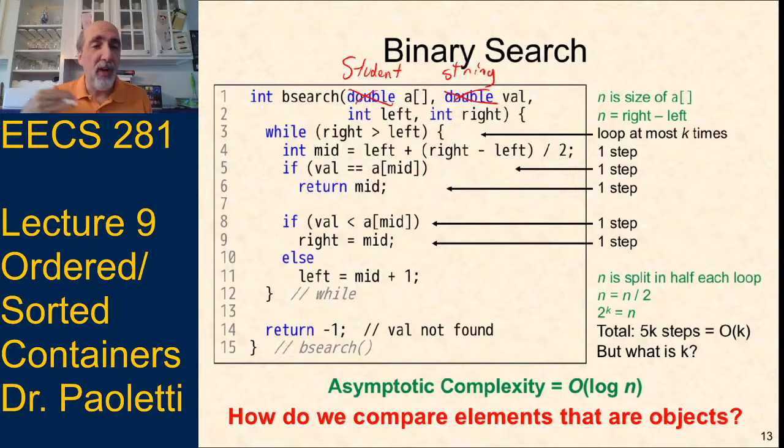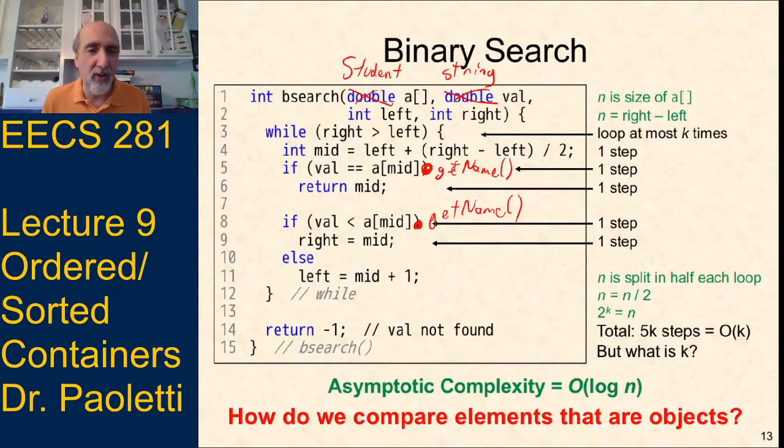The array of students would have to be sorted by whatever I'm searching for. So if I'm searching by name, it's got to be sorted by name. Then the other thing we would have to change is when we say if val equals a sub mid, we would have to change that slightly and say if val equals a sub mid dot get name. And if a is less than mid dot get name. So we would modify that slightly.